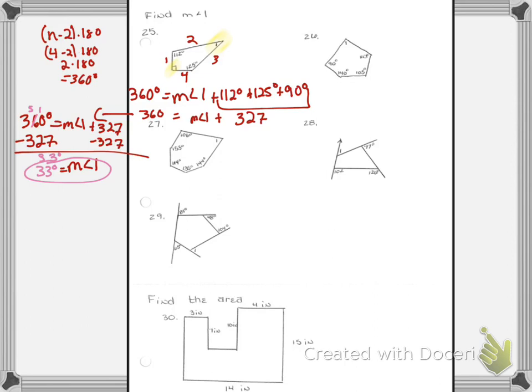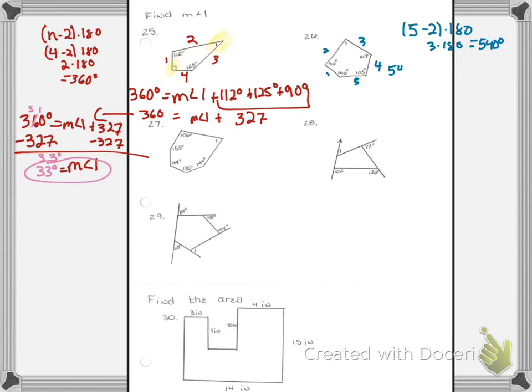Over here, we're going to solve number 26. We need to see how many sides. So 1, 2, 3, 4, 5. We've done problems with 5-sided, but we might not remember the exact number of the interior sum angles. So we have 5 minus 2 times 180 becomes 3 times 180. So we have 3 times 180. It's 540.